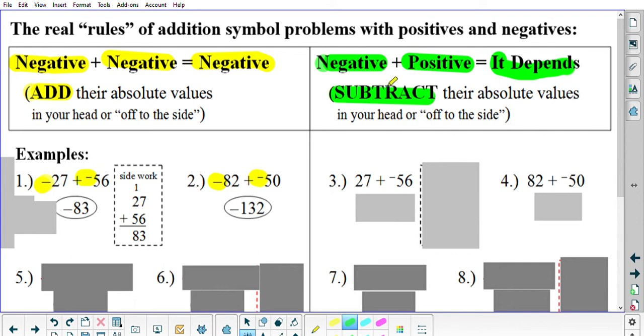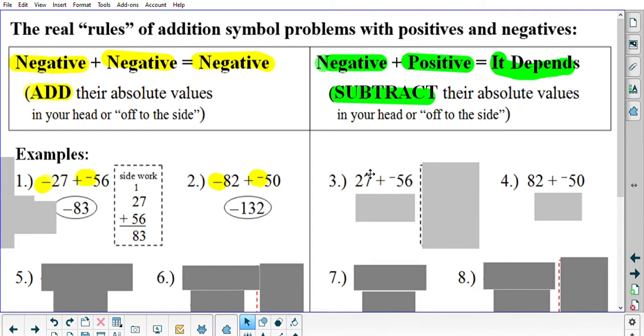Did you catch that little play on words there? Different signs, you'll find the difference. The word difference in mathematics means to subtract. So I'm trying to give you little helpful ways of remembering this. And so that's exactly what I did on number 3 and number 4.